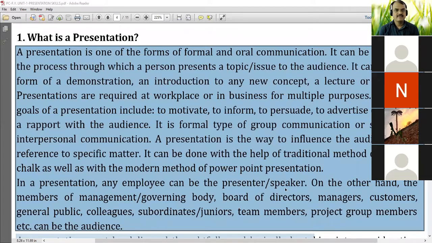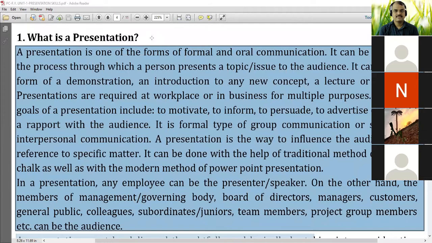A presentation is one of the forms of formal and oral communication. It can be defined as the process through which a person presents a topic or issues to an audience. It can be in the form of a demonstration, an introduction to any new concept, a lecture or speech. Presentations are required at workplace or in business for multiple purposes. The main goals of a presentation include to motivate, to inform, to persuade, to advertise, or to build a rapport with the attendees.